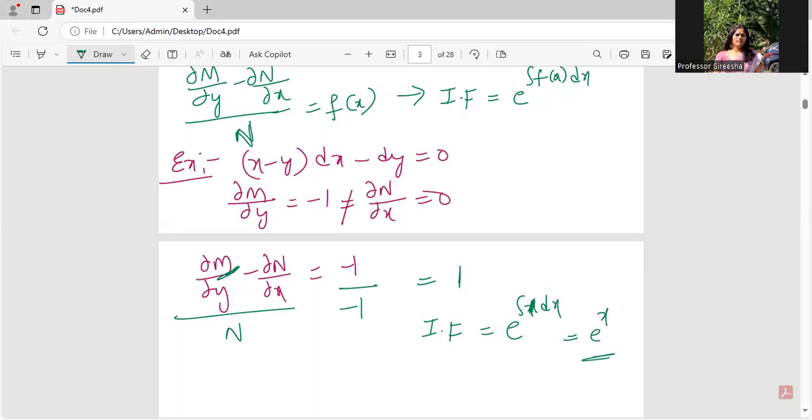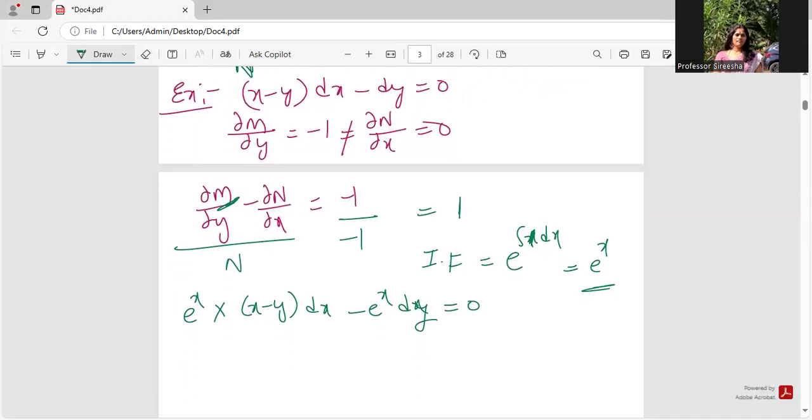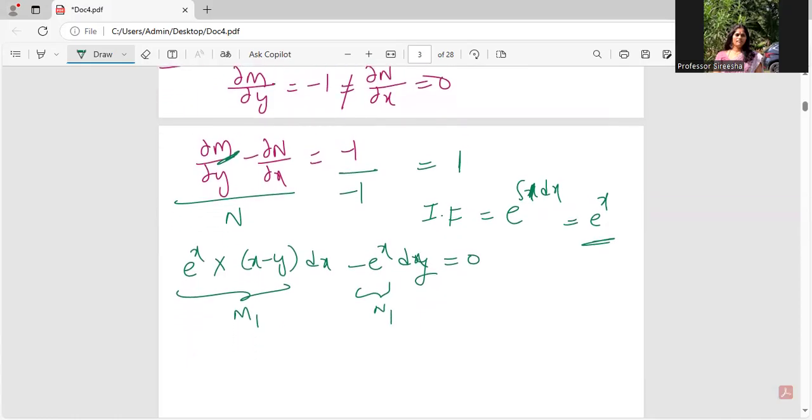So what should I do with the integrating factor? Multiply the equation with the integrating factor: e to the power x times (x minus y) dx minus e to the power x dy is equal to 0. I know this would definitely be exact. In case you want, you can check. This is M1, this is N1. Do remember M dx plus N dy, so if there's a negative sign also, that goes to N1 only.